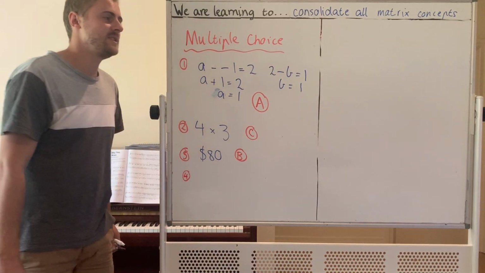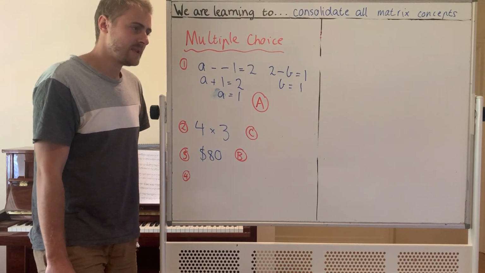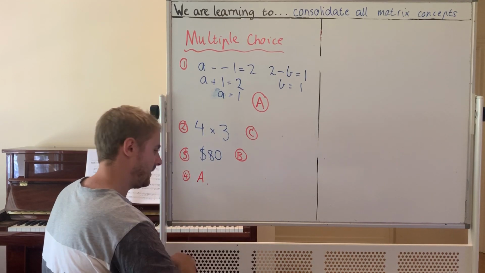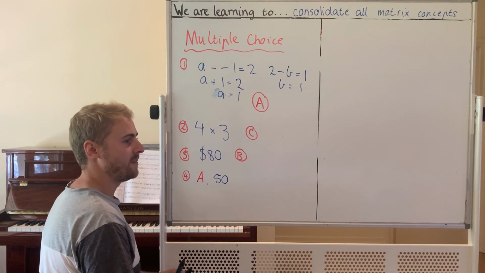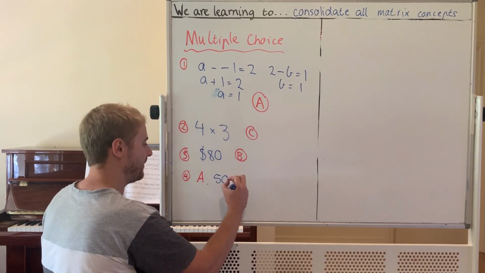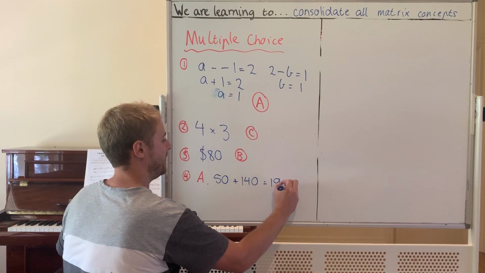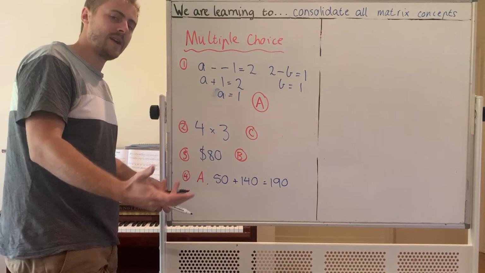The first one, Sydney to Melbourne to Perth. So from Sydney to Melbourne is 50, so this is for A. And then from Melbourne to Perth is 140, which is a total of $190. So it's not that one. So you would eliminate option A.